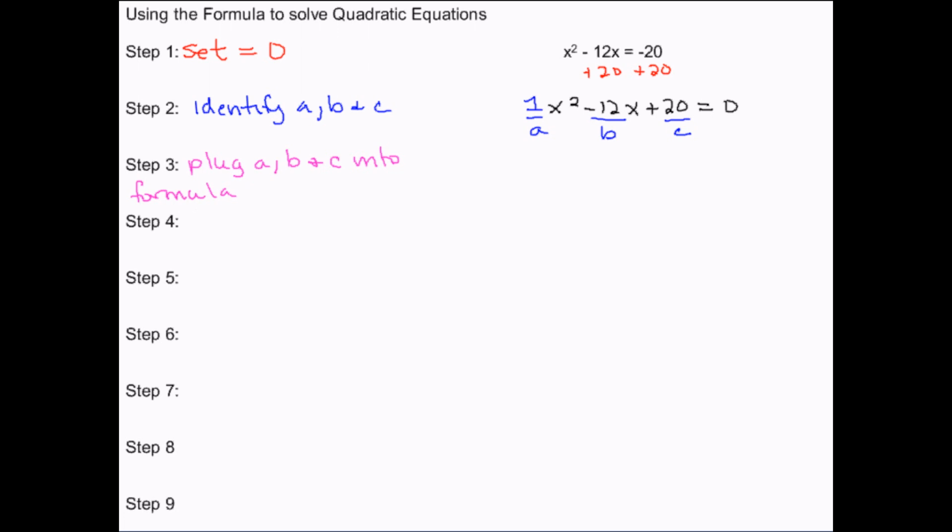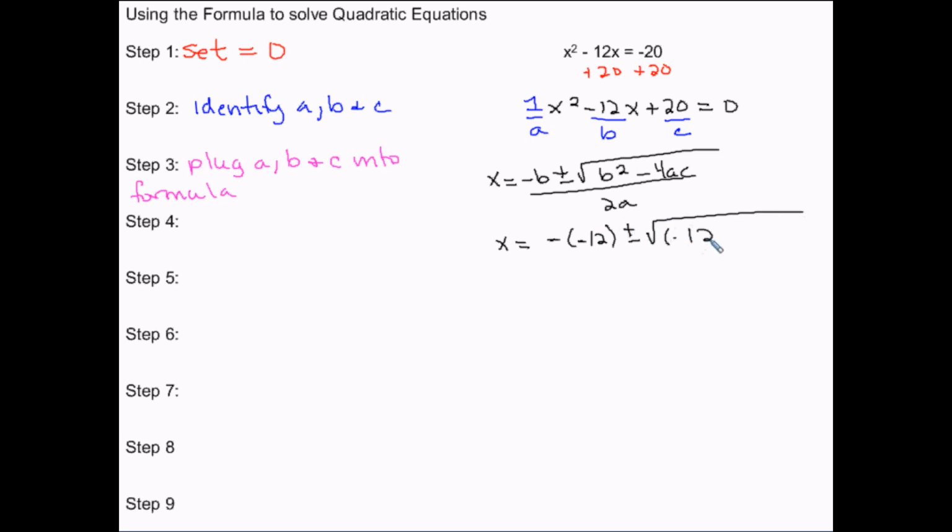Okay, and just because we're still practicing, I'm going to rewrite the formula. I have x equals negative b plus or minus the square root of b squared minus 4ac over 2a, and I'm going to plug those in. So b was negative 12. Well, it's a negative b, so it's going to be a negative negative 12 plus or minus the square root of negative 12 squared minus 4 times a times c all over 2 times a. Oops, I said a, I meant to write 1. Okay, so I have b, a, and c.